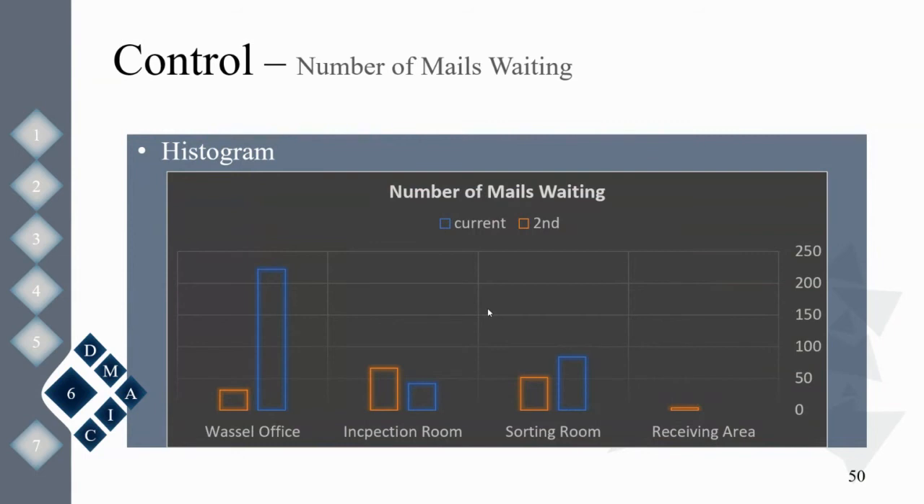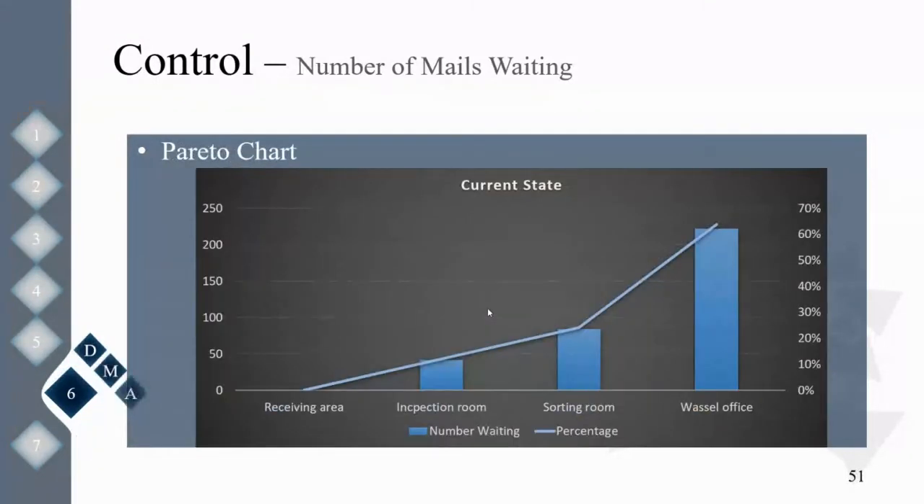As the histogram shows, number of mails waiting in the current state is more than the second alternative in all rooms, except receiving area, due to the process number that occurs in the second alternative. And WASL office has the most number of mails waiting, which equals 222 mails, and 84 for sorting room. As mentioned in histogram, Pareto chart represents 64% of total number waiting in WASL office and 24% in sorting room. Based on that, the alternative solution provides suitable process flow, new techniques, and tools that assist to reduce the number of waiting, such as sorting table and custom cupboard for WASL employees, as represented in improved phase.